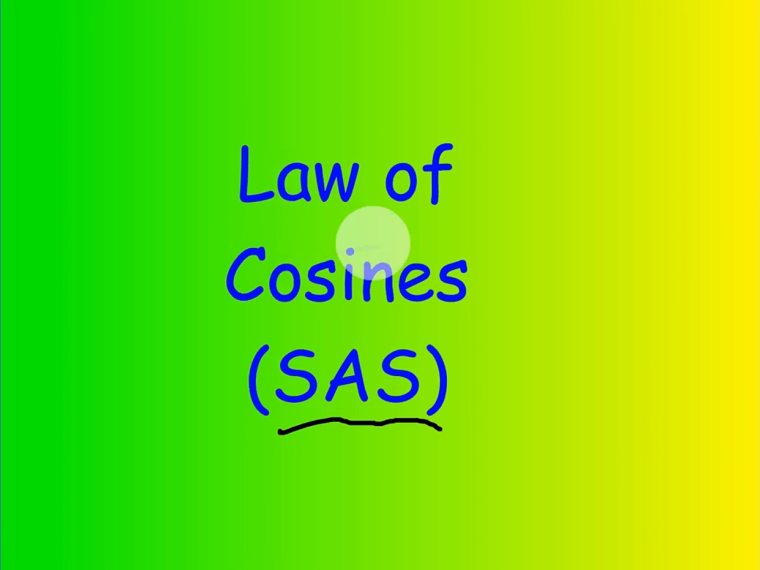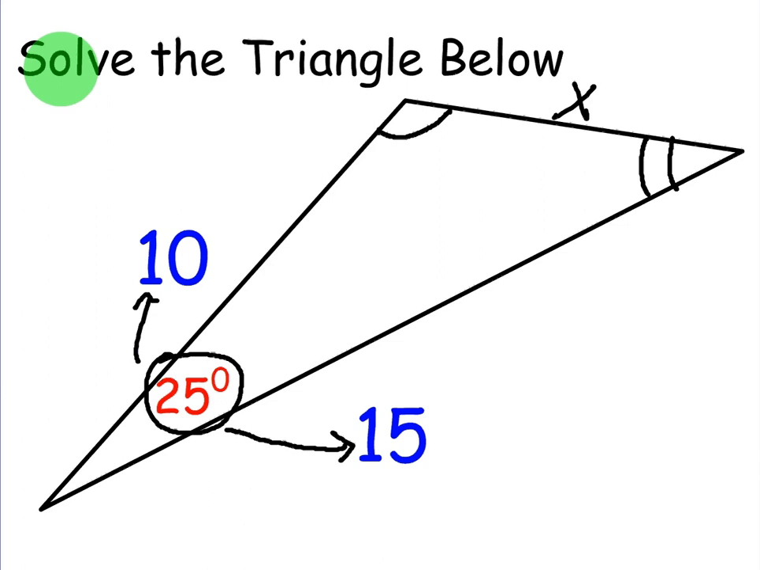We're going to be talking about the law of cosines, and you're going to use the law of cosines when you have side, angle, side. When you're given a side, then an angle, then a side of a triangle. And I want to talk about why the law of sines doesn't work.